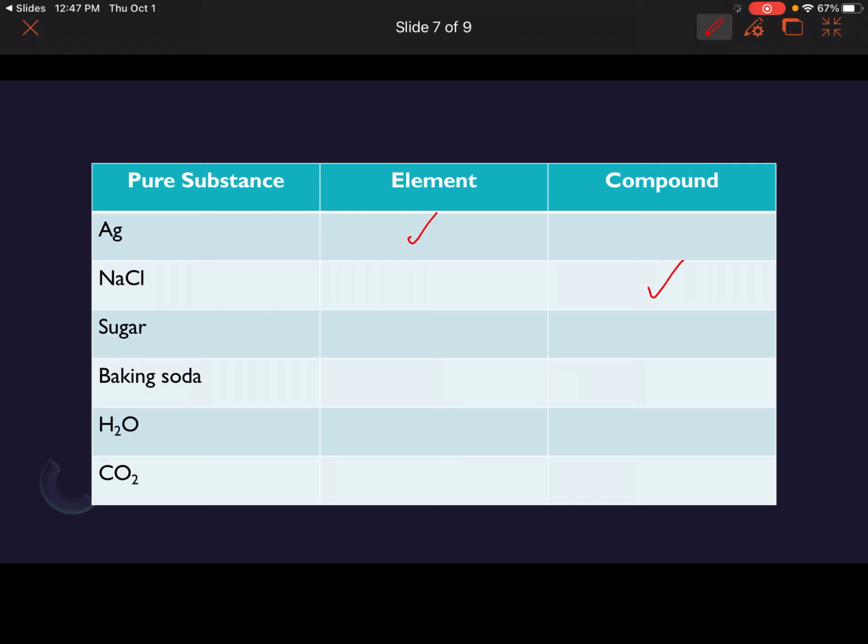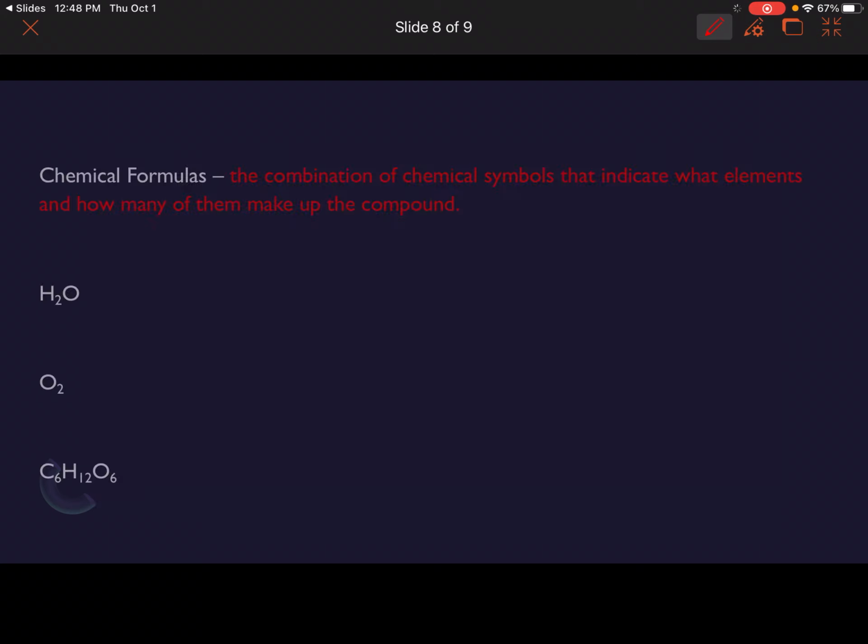Now sugar. Now I could give you the formula. So the formula is C6H12O6, but you don't even need it because you know that it's not an element, okay? So basically anything that's not an element, and if I tell you it's a pure substance, it's going to be a compound. Baking soda, same thing, that's sodium bicarbonate, it's going to be a compound. Water, compound, and our carbon dioxide here, also compound. So the elements are literally just what you find on the periodic table. Everything else there is going to be a compound.